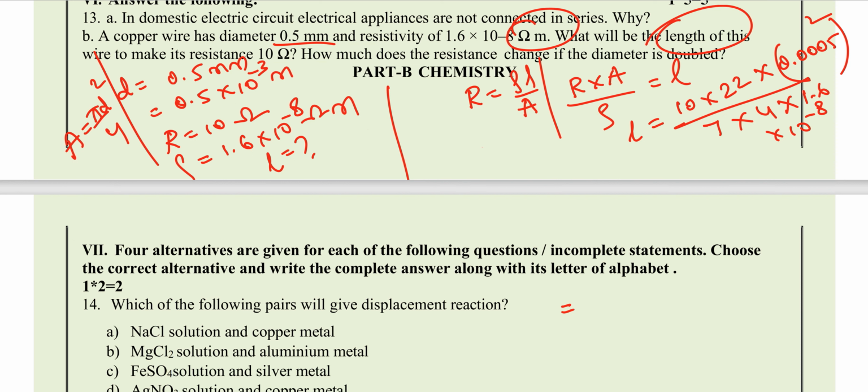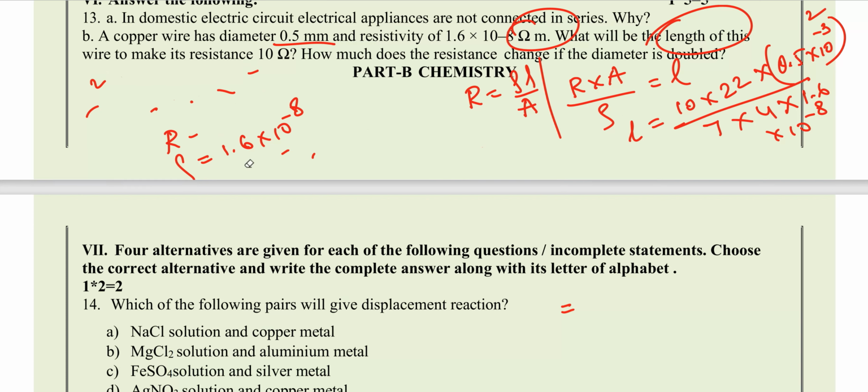See here, in this case pi is already over d square. D square we can write as 0.5 into 10 power minus 3 whole square. Correct? Understood? Then let me solve the rest of the steps here on this side, so it will be clear for you.